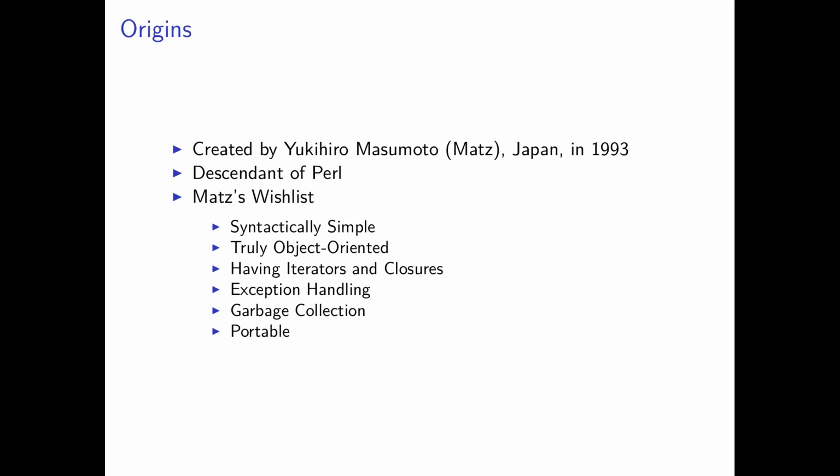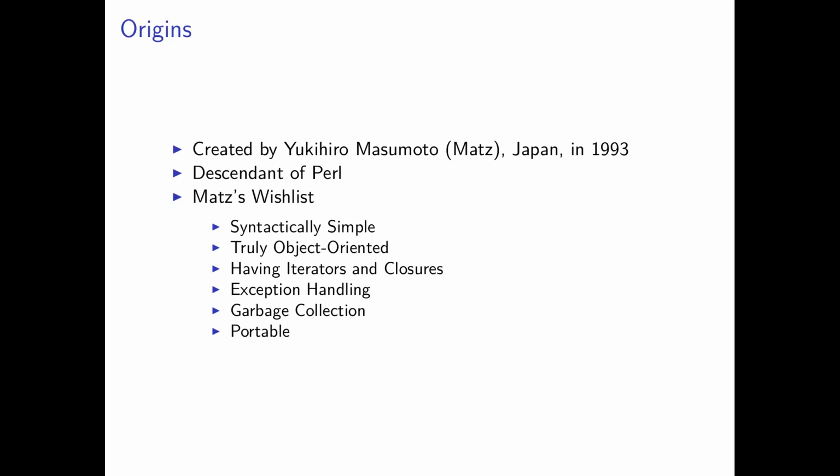Matz was an interesting guy. He still is an interesting guy. He knew Perl at the time and he hated it. Perl is a language that's mainly used for high-end text processing. It's a general-purpose language. You can do a lot of things with Perl. You can do a lot of things with Ruby.